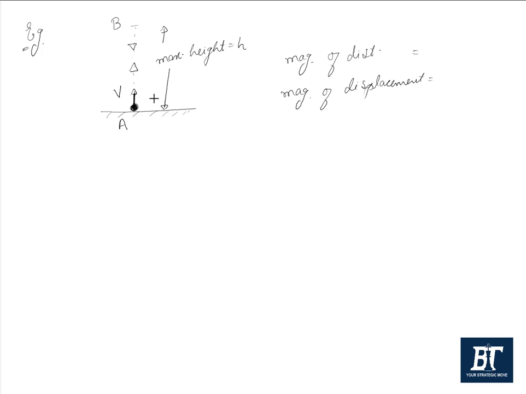So distance is nothing but the length of the total path traveled. So we can write the length of line AB plus length of line BA. So it is nothing but h plus h. So 2h is the magnitude of distance. And for calculating the magnitude of displacement, we have to join initial and final point. So we know that the initial and final point in this case are the same. So the length of the line joining initial and final point will be 0. So the magnitude of displacement is also 0.